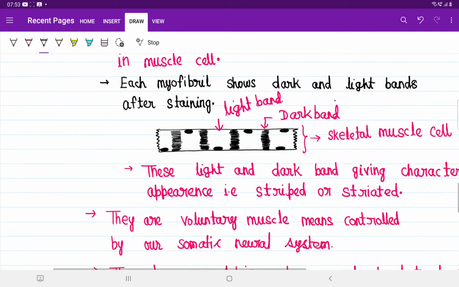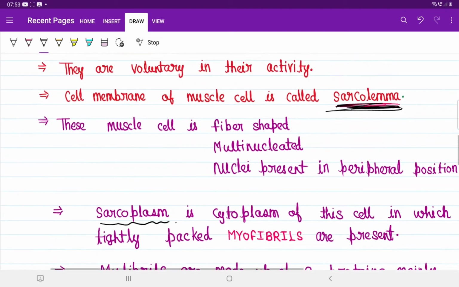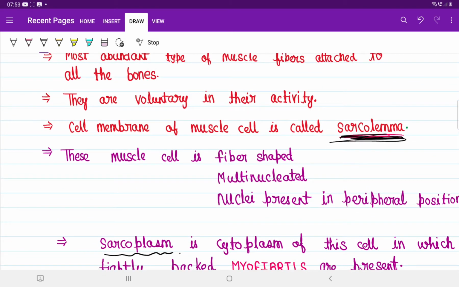Now, what is the shape of the skeletal muscle cell? You see here, it is fiber-like, cylindrical in shape, and multinucleated. This is a very important point from the perspective of the NEET exam: our skeletal muscle cell is multinucleated. Cardiac and smooth muscle cells are not multinucleated, they are uninucleated. And because they are multinucleated, sometimes we compare them with a syncytium.